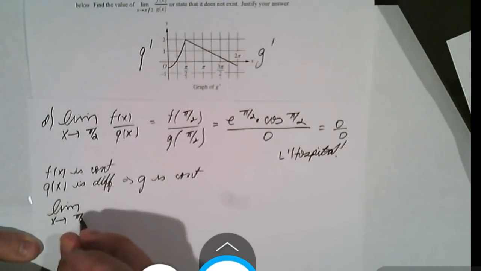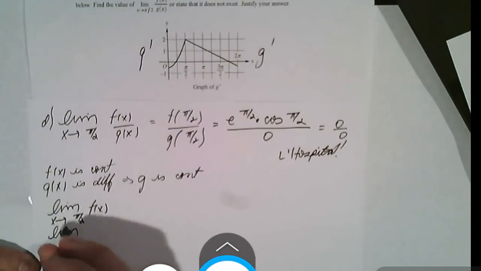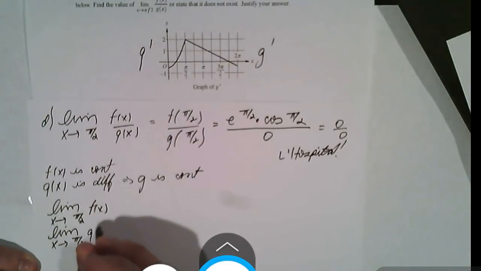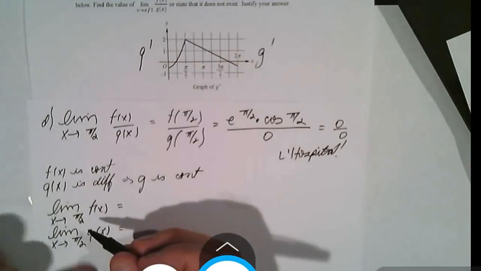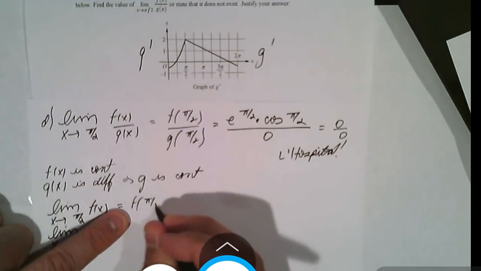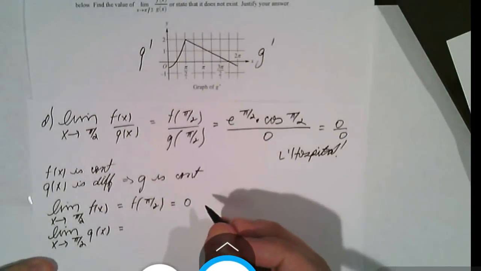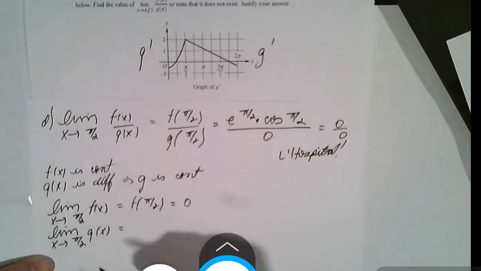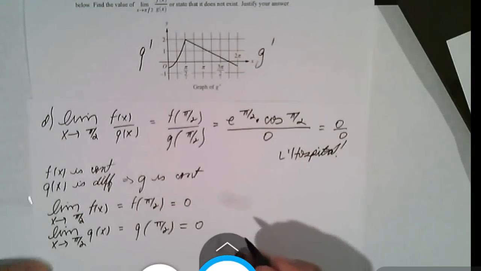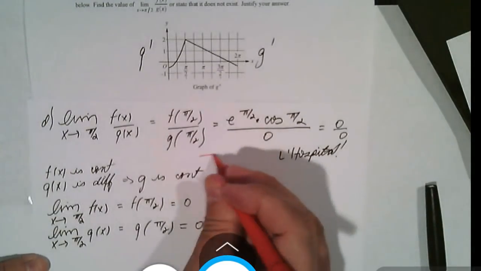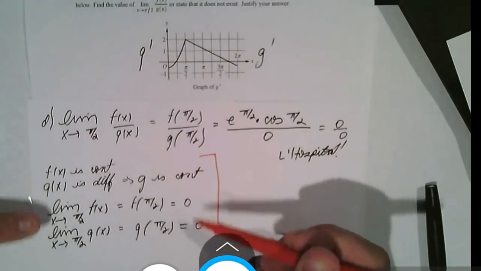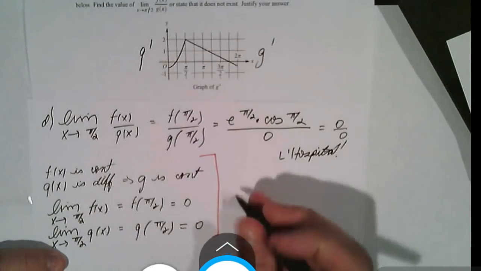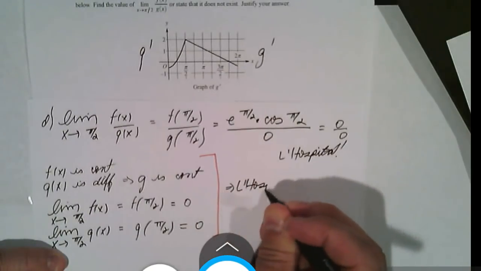You have to look at the limit as x approaches pi over 2 of f of x separate from the limit as x approaches pi over 2 of g of x. You just have to. The limit as x approaches pi over 2 of f of x can be found by evaluating f of pi over 2, which we know is 0. Because g is continuous, the limit as x approaches pi over 2 of g of x is the same as g of pi over 2, which is equal to 0. It's the continuity argument connected together with the limits both being equal to 0, but showing that separately. This is what shows me L'Hopital's rule applies.